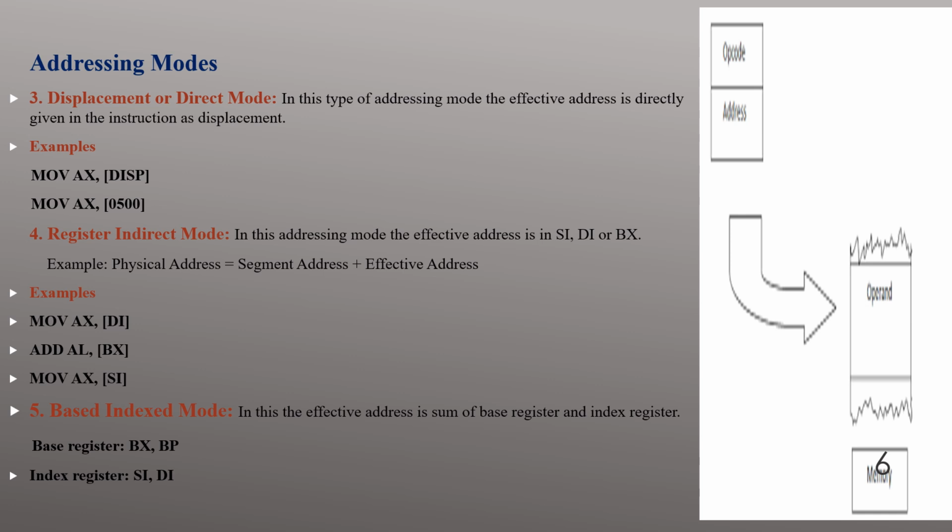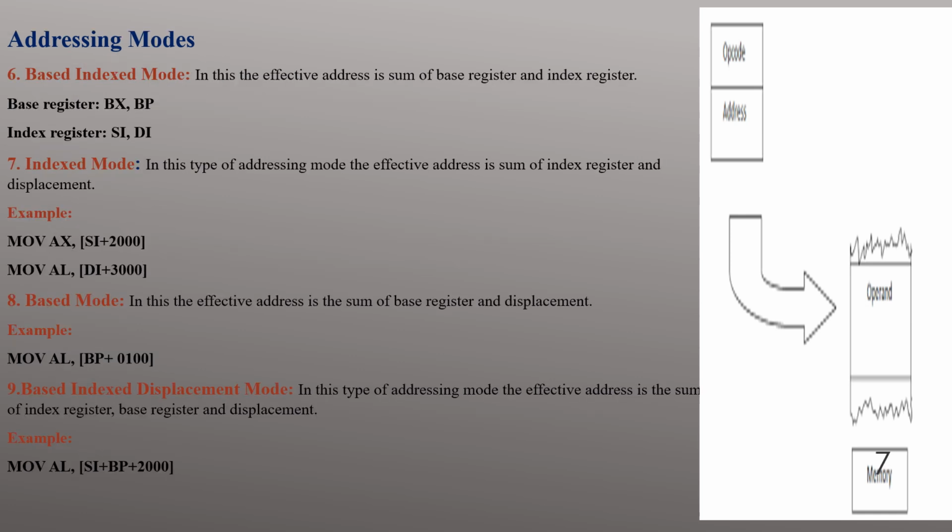Next one is based indexed mode. In this, the effective address is calculated as a sum of a base register and an index register. As an example, it can be written as MOV AX, BX plus SI, which moves the content from the address calculated by adding the values in BX and SI into AX.